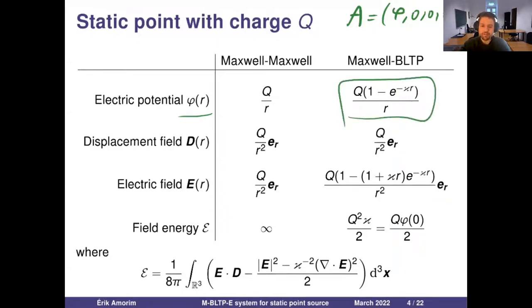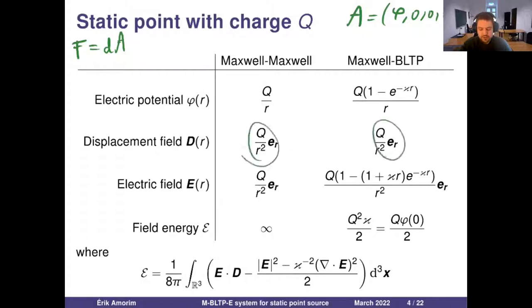Yes. So F is still dA here, right? Yes. That's just put by hand. Okay. Correct. Thanks. No problem. So yes, the electric potential actually has a value at R equals zero. Already showing you how this theory fixes somehow problems that happen at the location of the charge. The D field turns out is the same, but the E field differs in the same way as I showed you above.